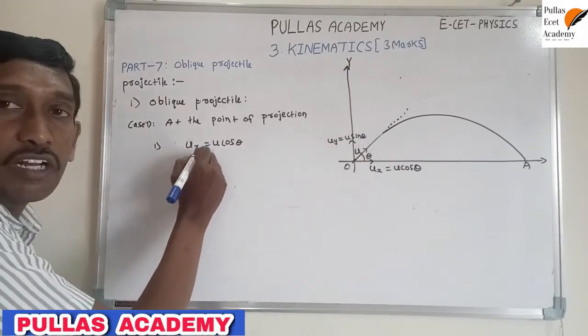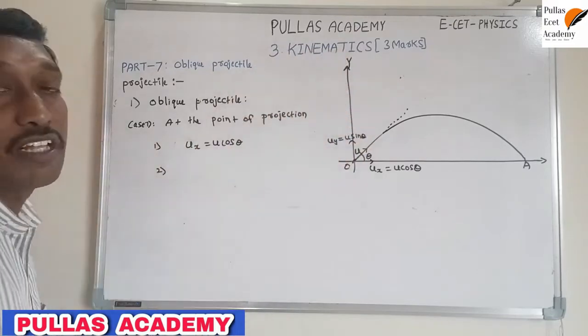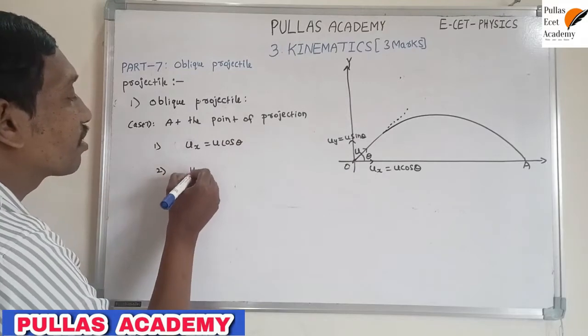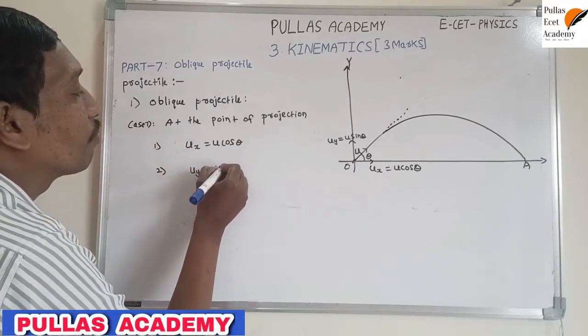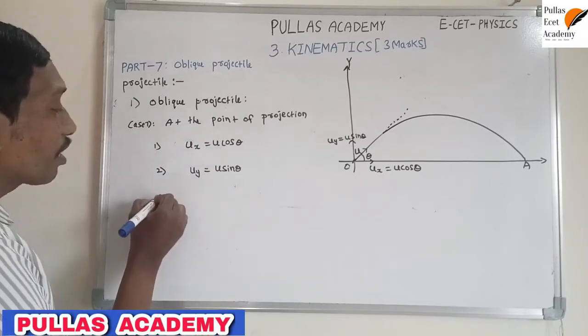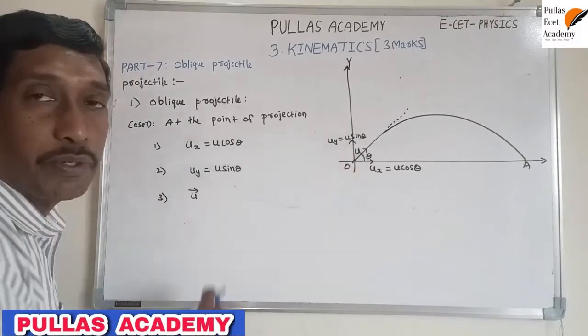That is the horizontal component of initial velocity. Next, along the vertical direction, that part of the vector is the vertical component of initial velocity, denoted by uy. uy is equal to u sin theta. Okay, now next, what is the complete initial velocity vector at the point of projection?